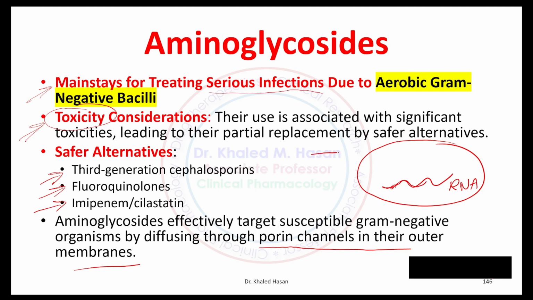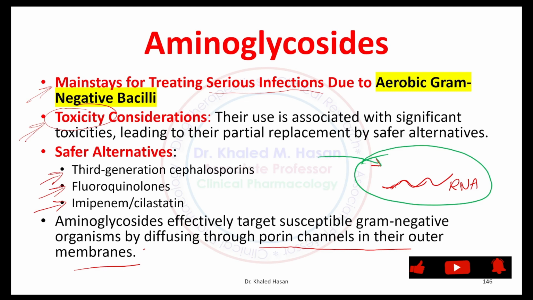When you prescribe aminoglycoside, it should enter the cells. Aminoglycoside needs to enter the cells, and this will be through maybe the porin channels here that allow the aminoglycoside to enter the cells. Some bacteria do not have these porin channels. For example, if you don't have porin channels, the aminoglycoside will be unable to cross the membrane, and this bacteria is considered resistant to the effect of aminoglycoside.